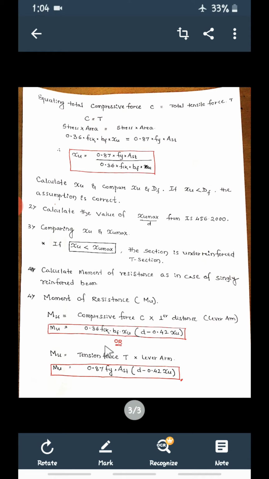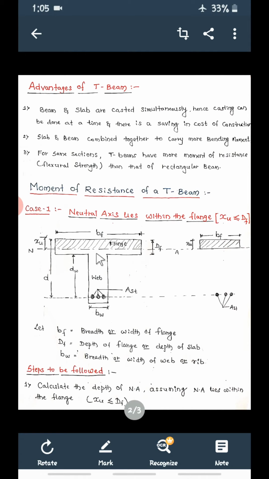If it is an under reinforced section, either using this equation or this equation, you can calculate MU. If it is an over reinforced section, you can use the same equations, but the only change is that wherever XU is there, you put XU max. That is how we calculate the moment of resistance. So this is case 1. What is case 1? If the neutral axis is within the flange, meaning inside the slab, that is XU less than DF.